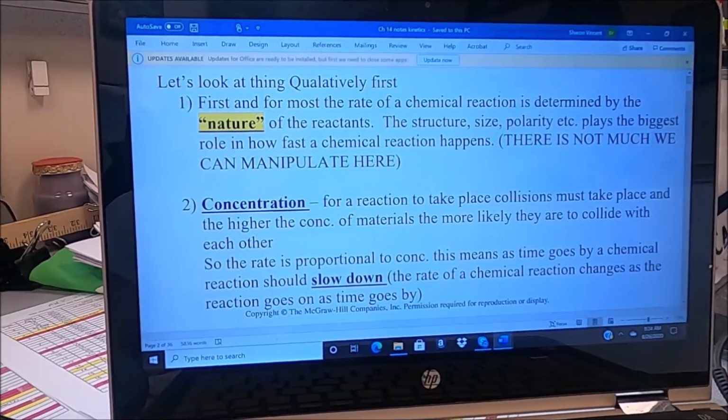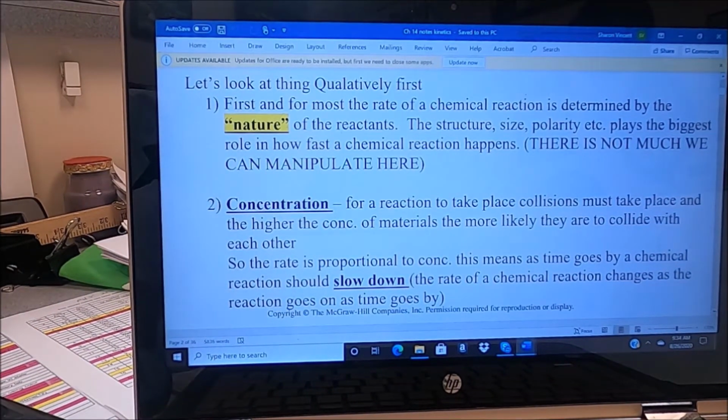Another factor that can affect the rate of a chemical reaction is concentration. Think about it. For a chemical reaction to happen, the reactant particles have to find each other, and they have to actually collide with each other. If you have a really low concentration, they have trouble finding each other to collide. If you have a high concentration, it's easier to find each other. You have a higher number of hookups per unit time. So rate is proportional to concentration. The higher the concentration of reactants, the faster the chemical reaction.